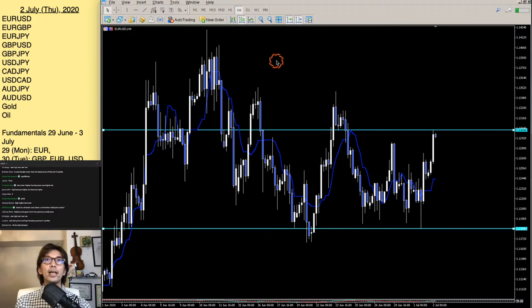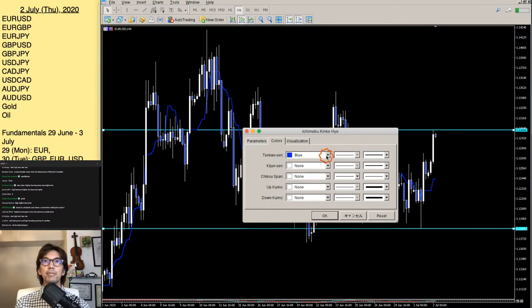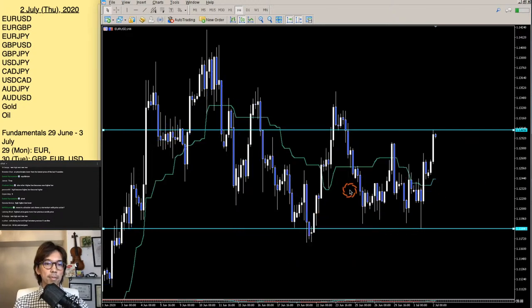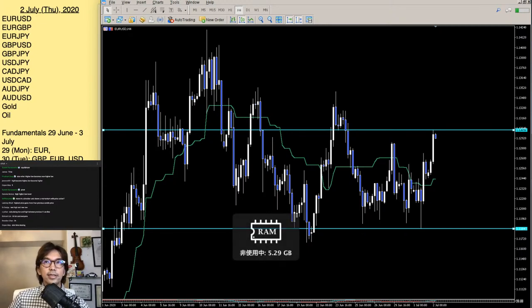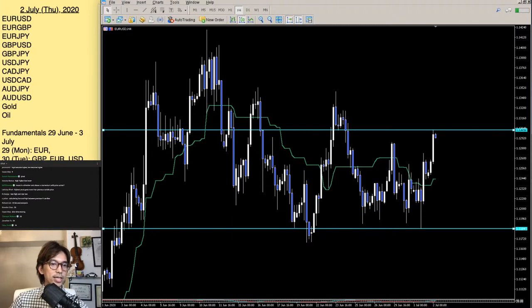So let's take a look at the Kijun Sen next. I put this one in green color, and here is the Kijun Sen. How many candles does the Kijun Sen take? I think you know already. Okay, 26, yep, that's true. The Kijun Sen takes 26 candles in the past, so the highest price and lowest price of 26 candles.